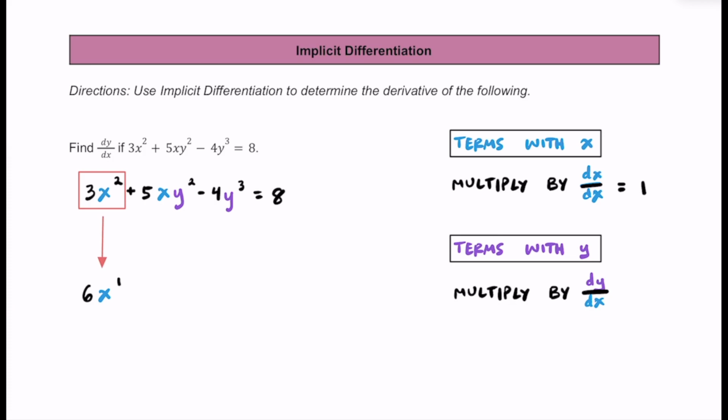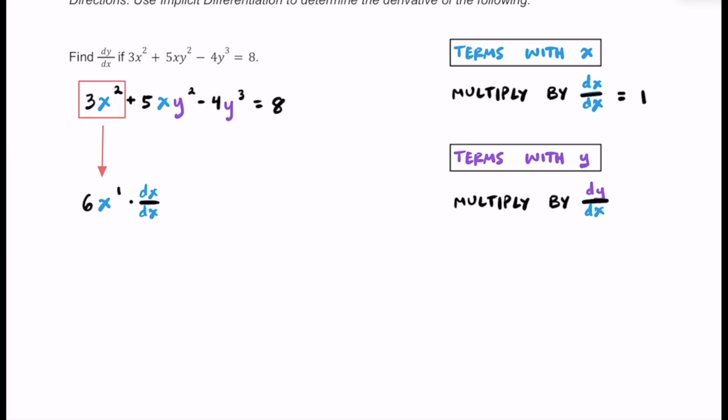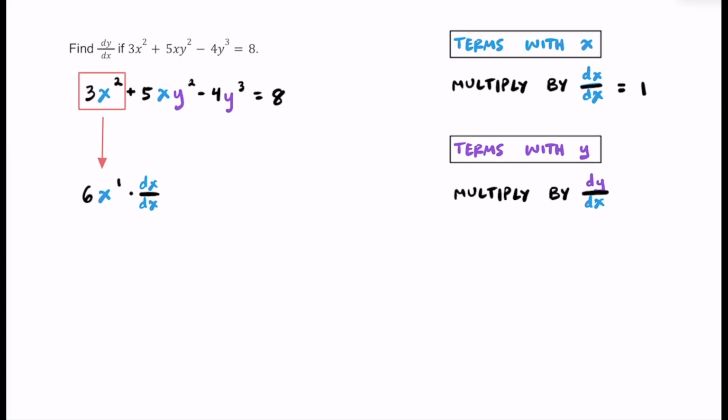Now we took the derivative of a term with an x in it, so we have to multiply this by dx over dx. Now remember that this dx over dx is really just equal to 1, and we don't really have to write this exponent of 1 either, so we can simplify this down to saying this is going to be 6x. Alright, cool, so that's the derivative of that first term.